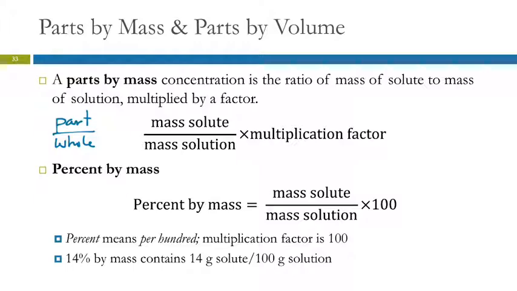So percent by mass, we're multiplying by 100. So if you have something that's 14% by mass, then it has 14 grams of solute per 100 grams of solution. You could use kilograms, 14 kilograms per 100 kilograms. You could use troy ounces. You can use any unit of mass. They just need to be the same. You could use milligrams, nanograms.